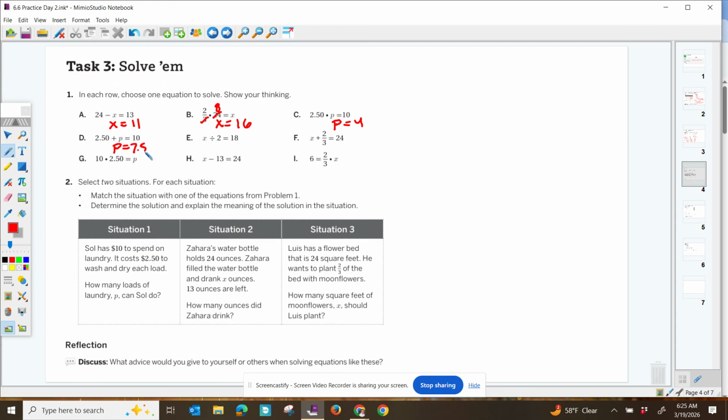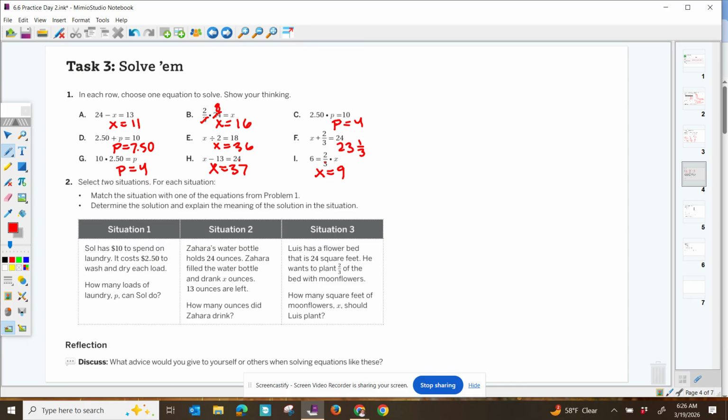P equals 750. X equals 36. Over here, I get that it's 23 and 1/3 plus 2/3 is 24. I get P equals 4. And something minus 13 equals, so I add 13 to both sides. X equals 37. And here X equals 9. And so you're supposed to pick one in each row and solve it.